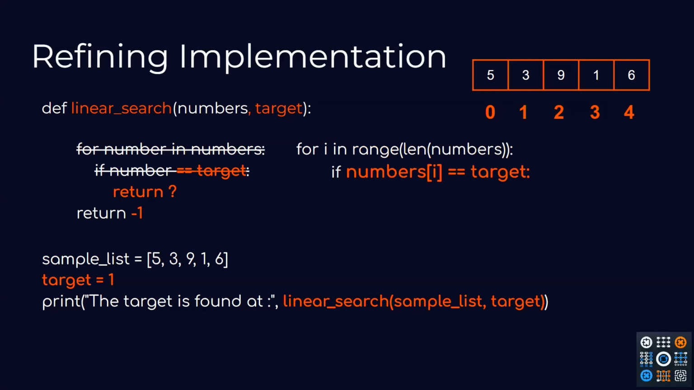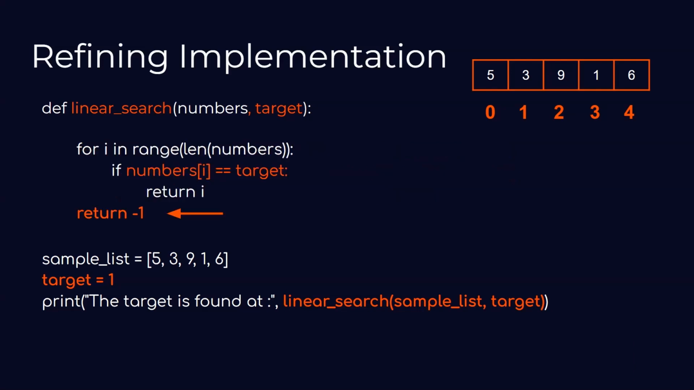Let's break down how this refined loop works. First, for each index i in the range of the list's length, we check whether the element at that index equals the target. If a match is found, the function immediately returns the index i, which gives us the exact position of the target in the list. If the loop completes without finding the target, we return -1, indicating that the target is not present in the list.